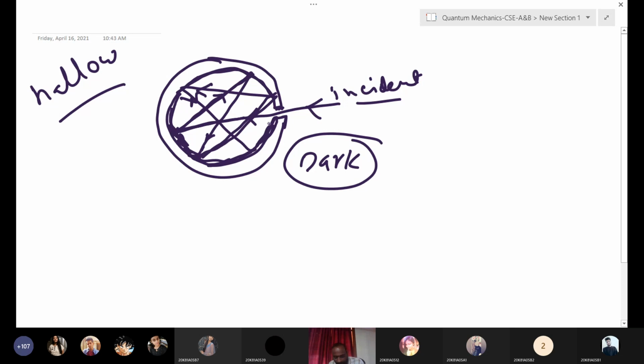Suppose a simple example: if you take any room and switch off all the lights, how does it look? Completely dark, right?